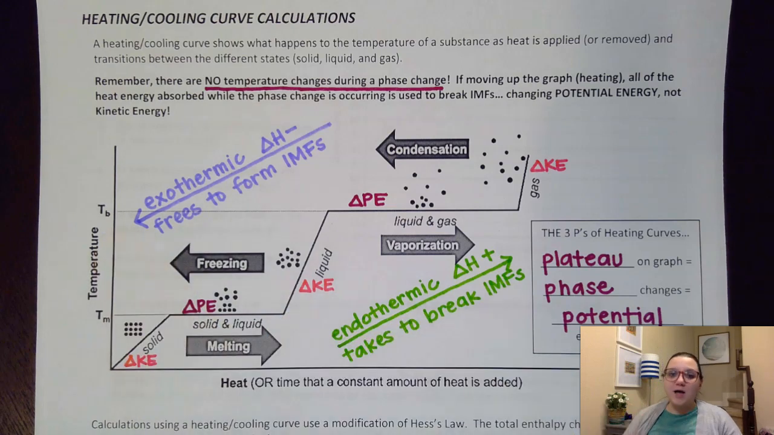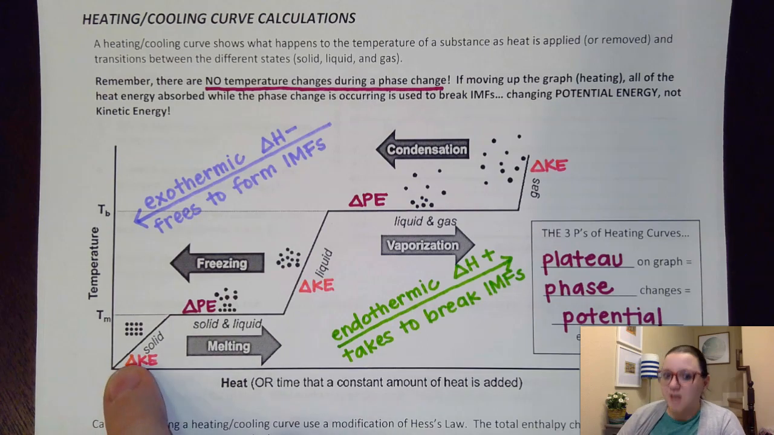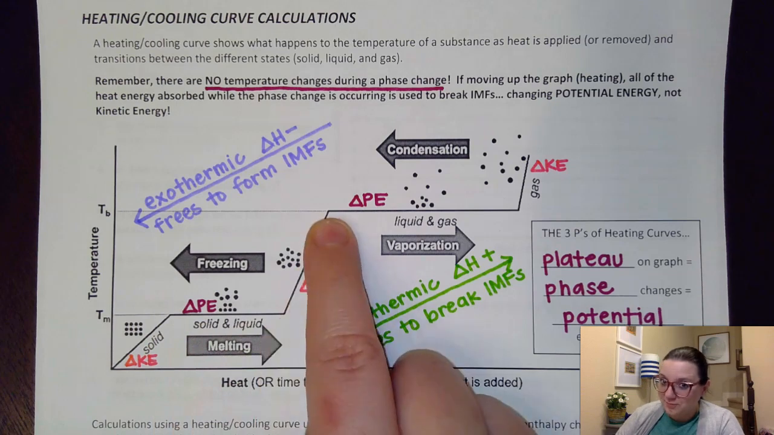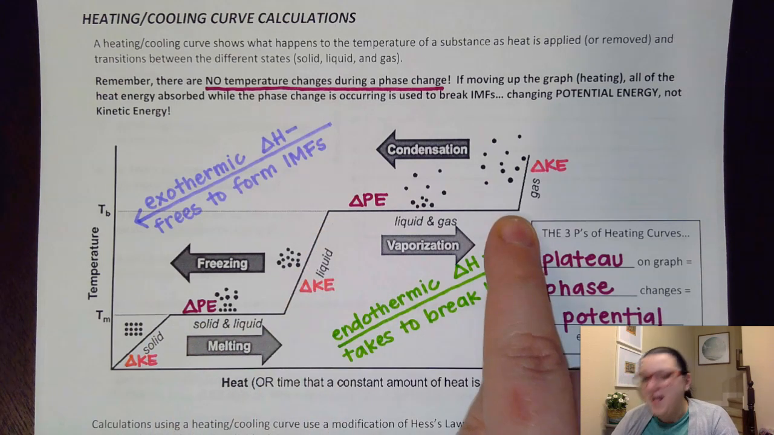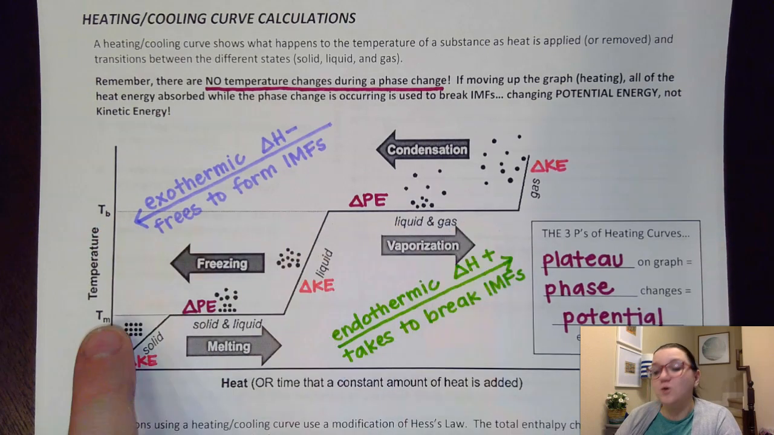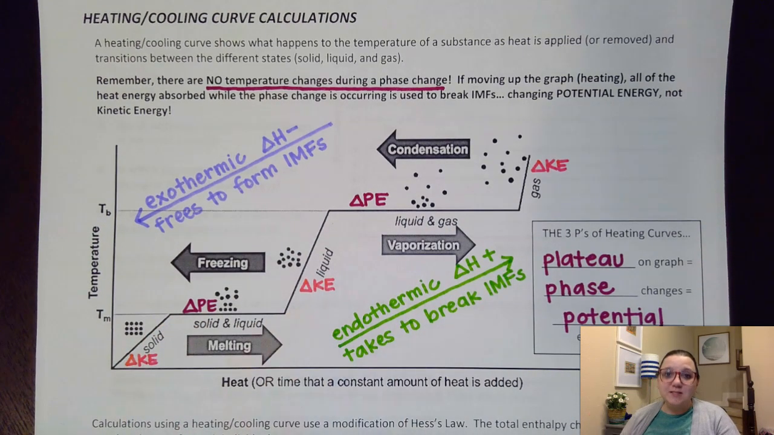Now, no matter what kind of substance you have, these graphs will always have the same basic shape to them. You will always have a diagonal, then a plateau, then another diagonal, then another plateau, and then finally a diagonal. They always have that set basic shape. However, the temperature at which these plateaus occur would be different for different substances. So let's talk about what each of these segments represents.